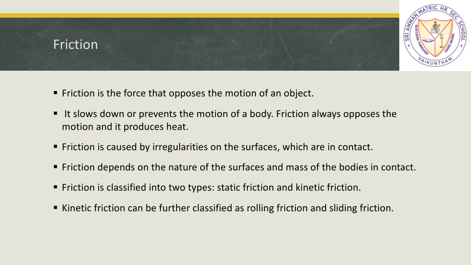one more thing. What is it? Nature of the surface, area of the surface of contact, and then weight of the body. These three things are what friction depends on. Then friction is classified into two types, static friction and kinetic friction. The kinetic friction can be further divided into rolling friction and sliding friction. These are all the things we have studied in the previous lecture.